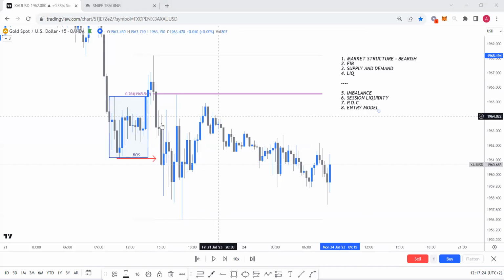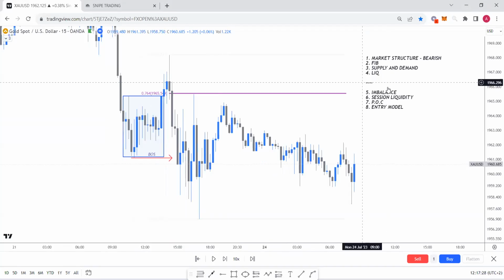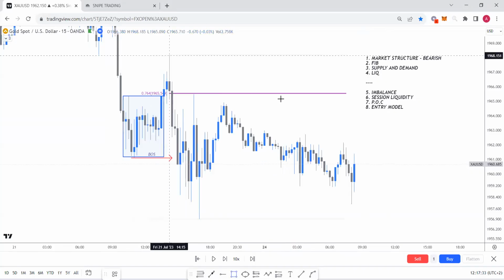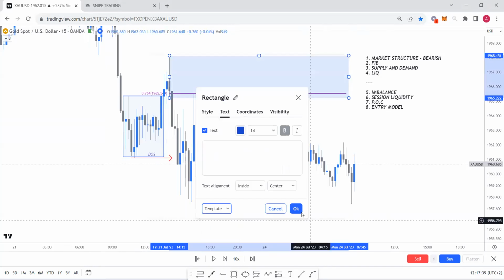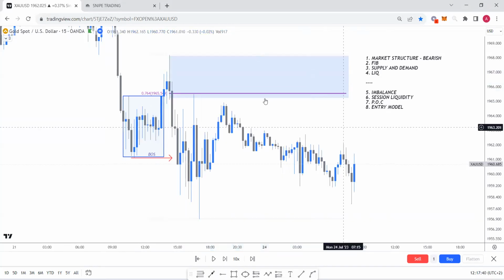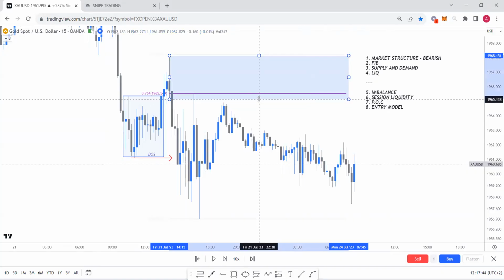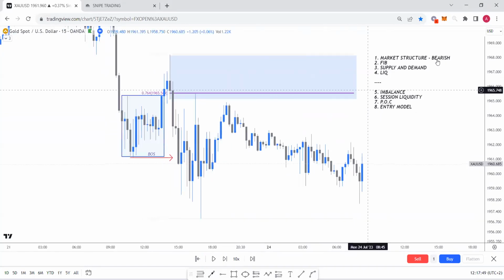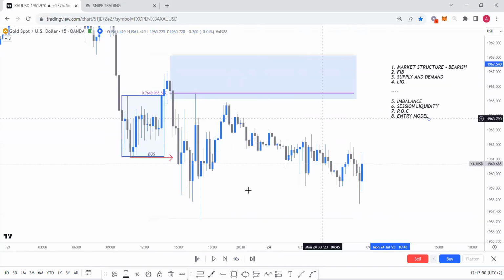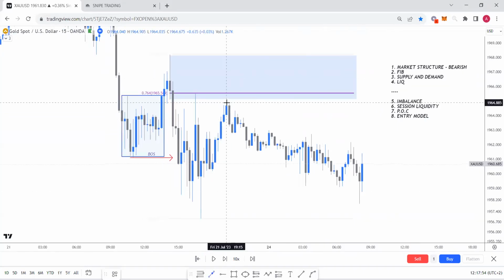So again, this is an area we are interested in looking for sells. Okay, so we have market structure, we have our FIB, then we are looking for a supply and demand zone within our FIB area, which the most obvious one is this one right here. So this is the zone we want to look for sells at, and then we're looking for liquidity. So we obviously have this high right here, and we have this high right here.